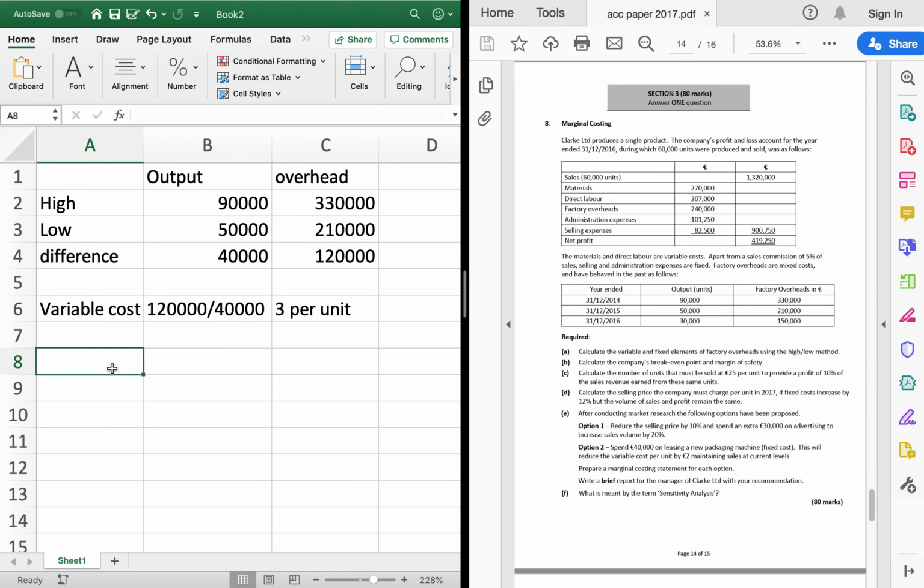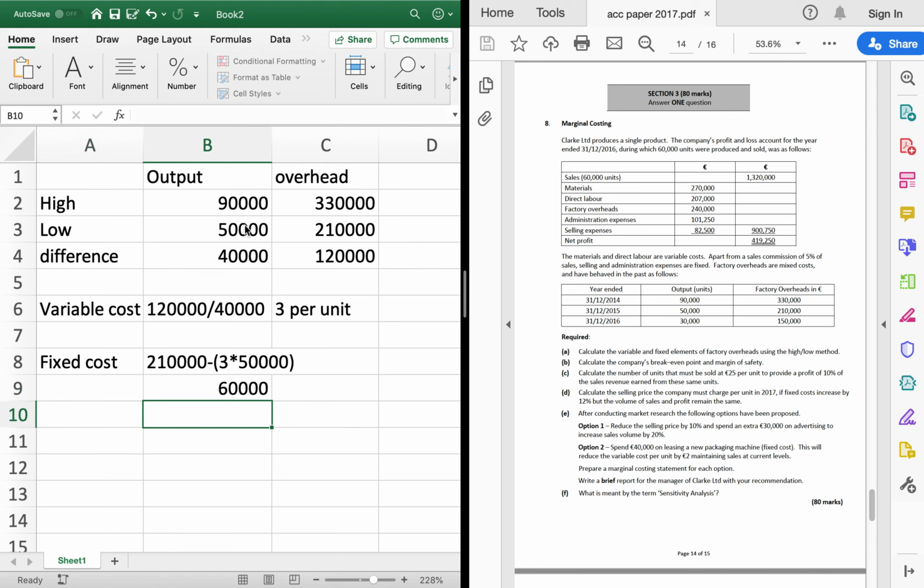Okay. Fixed cost then is we take any number. So we'll take the 210,000 and we're going to take away from that €3 by the number of units. So 3 by 50, which is 150. So 210 minus 150,000 gives you a fixed cost of €60,000. Okay, so that's the high-low method. That's part A done.